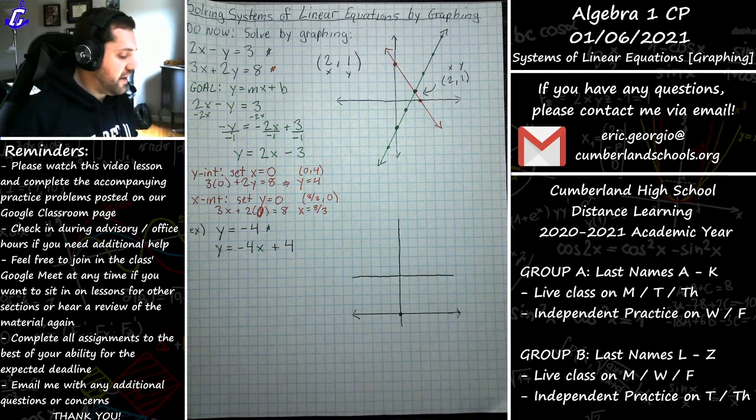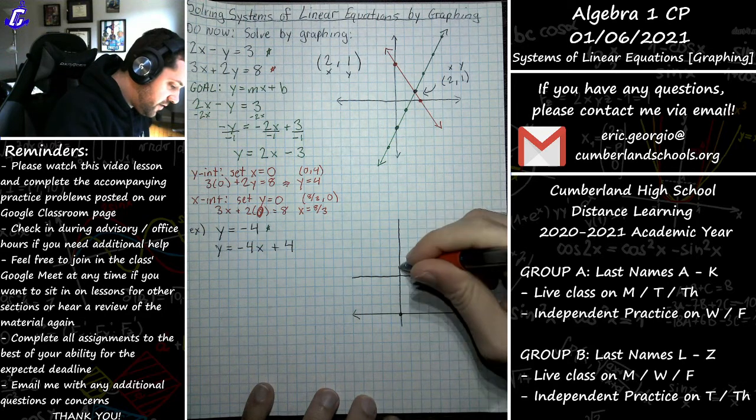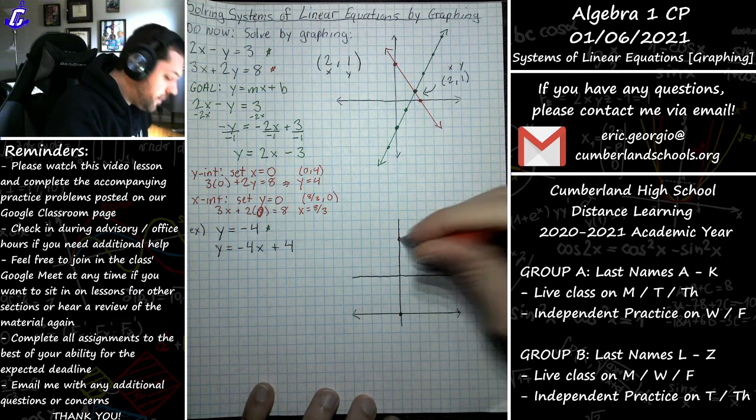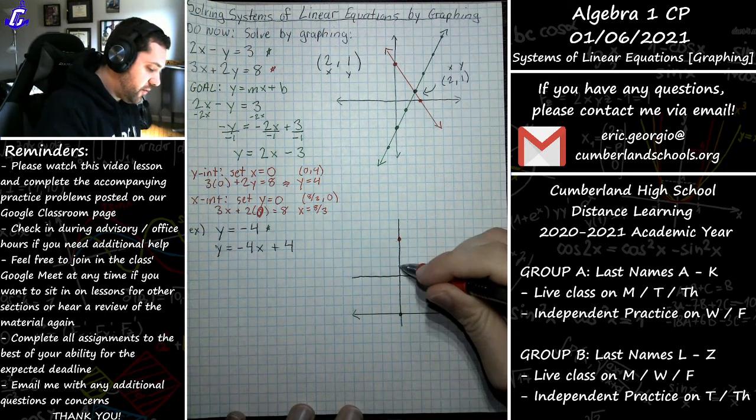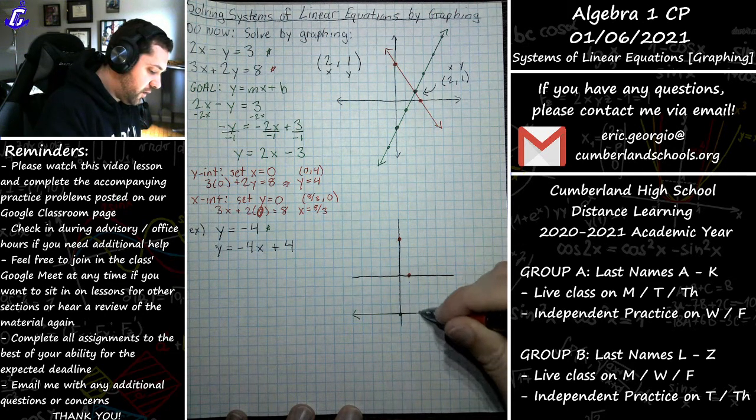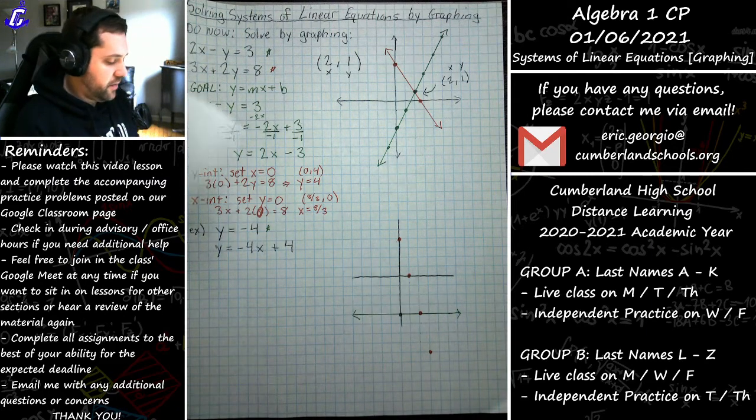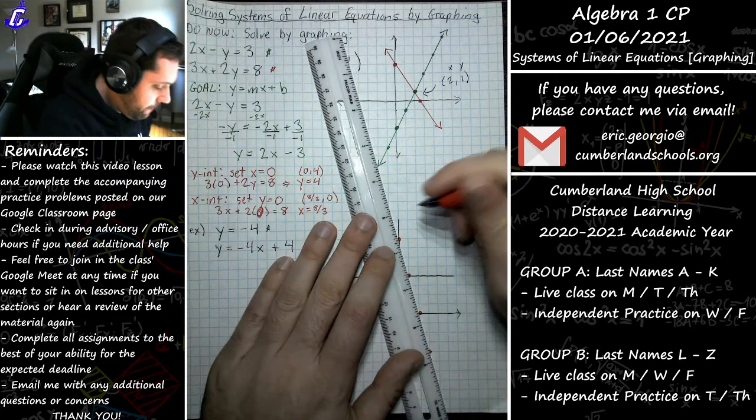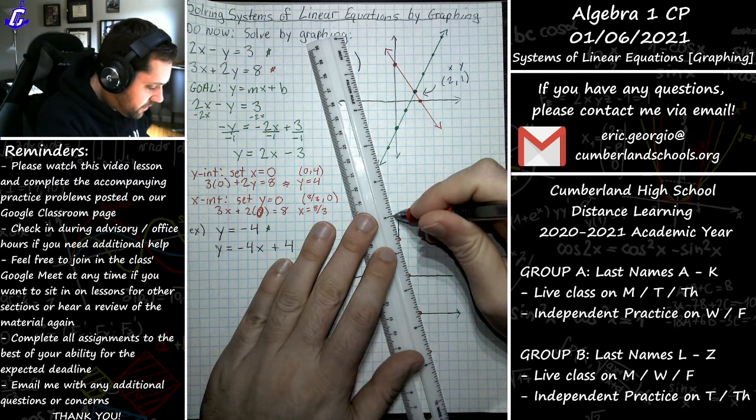Y equals negative 4x plus 4 is in y equals mx plus b. So again, we can graph that by finding my y-intercept, 1, 2, 3, 4 right here. Following my slope of negative 4 means I'm going to go down 1, 2, 3, 4 and over 1. Down 1, 2, 3, 4 and over 1. And we'd eventually see our intersection point show up right here. Right like this.